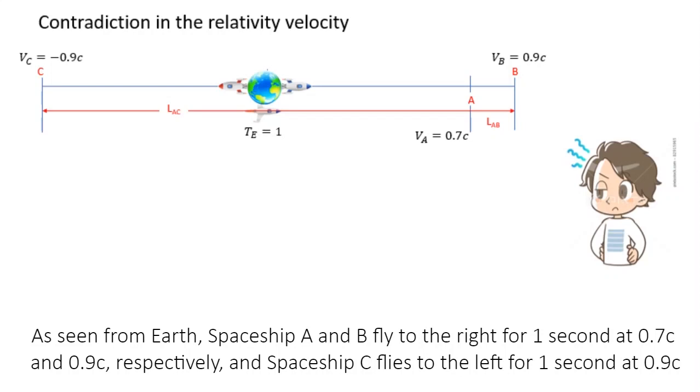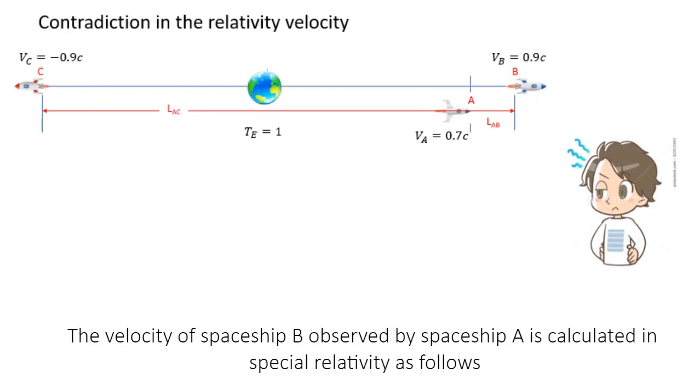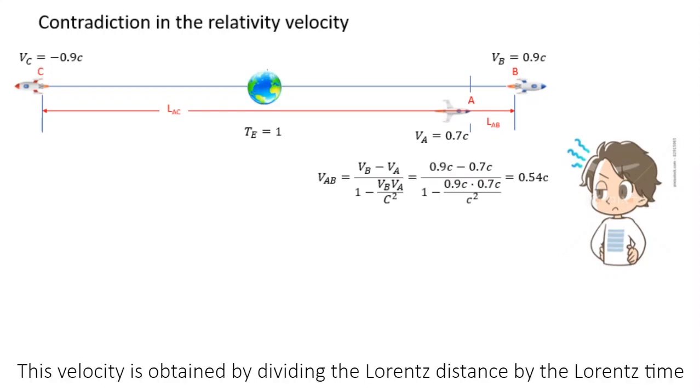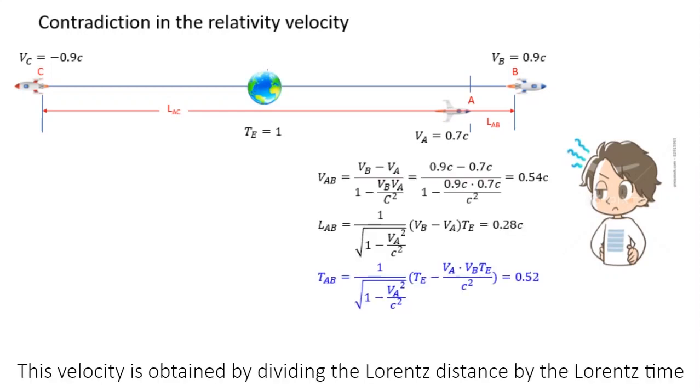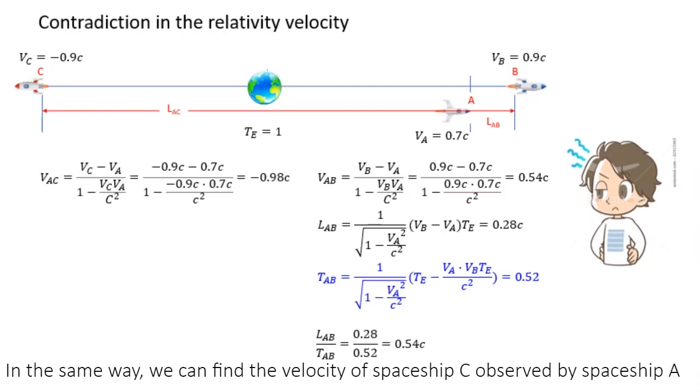As seen from Earth, spaceship A and B fly to the right for 1 second at 0.7 c and 0.9 c respectively, and spaceship C flies to the left for 1 second at 0.9 c. The velocity of spaceship B observed by spaceship A is calculated in special relativity as follows. This velocity is obtained by dividing the Lorentz distance by the Lorentz time. In the same way, we can find the velocity of spaceship C observed by spaceship A.